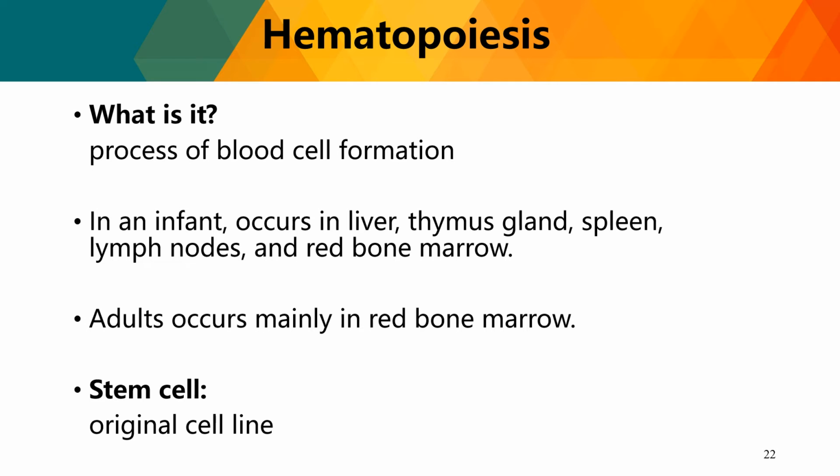Hematopoiesis. This is the process of blood cell formation. In an infant, it occurs in the liver, thymus gland, spleen, lymph nodes, and red bone marrow. And in adults, it occurs mainly in the red bone marrow. So basically, with infants, mas maraming nagaganap na hematopoiesis. It's because it is aiding in the development and growth of infants. But when, of course, growth and development has already been reached, most of the hematopoietic processes are already done by your red bone marrow.